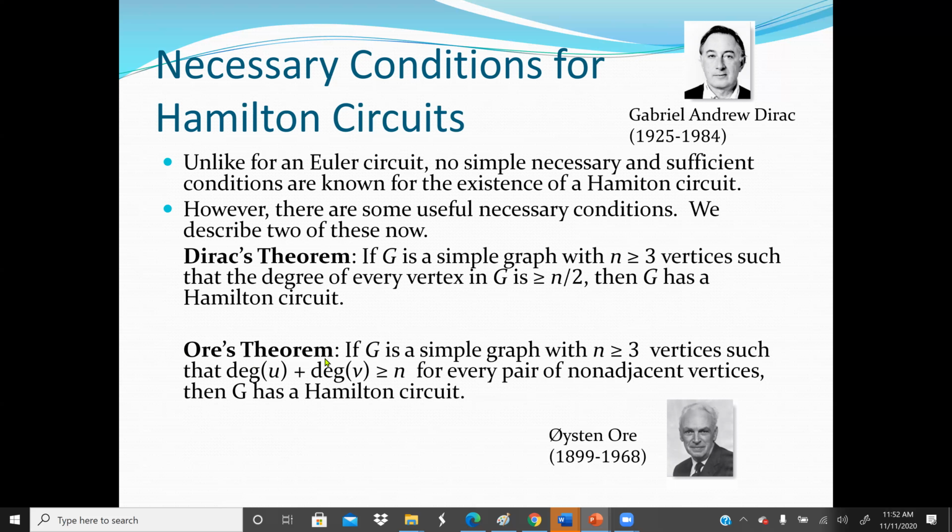Also, Ore's theorem says that if G is a simple graph with n greater than or equal to 3 vertices, such that the degree of u plus the degree of v is greater than or equal to n for every pair of non-adjacent vertices, then we have a Hamiltonian circuit. Non-adjacent vertices means if A is connected to B, and B connected to C, then A and C are non-adjacent.